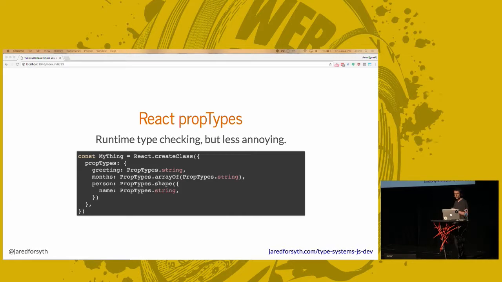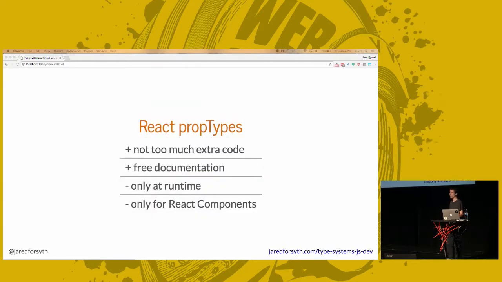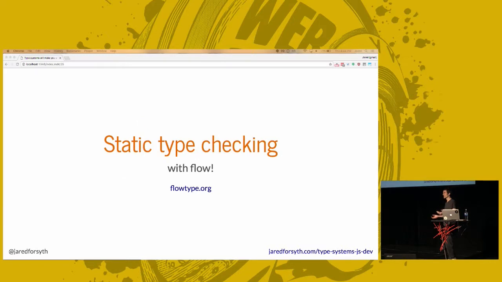So this is nice. There's not too much extra code. It's nice documentation. You can look at a component and see exactly what it wants because it's very readable. But again, it's only at runtime, and it only applies to React components. It's not going to work for your other functions. So now we come to the static type checking, which is what I want to sell you on.